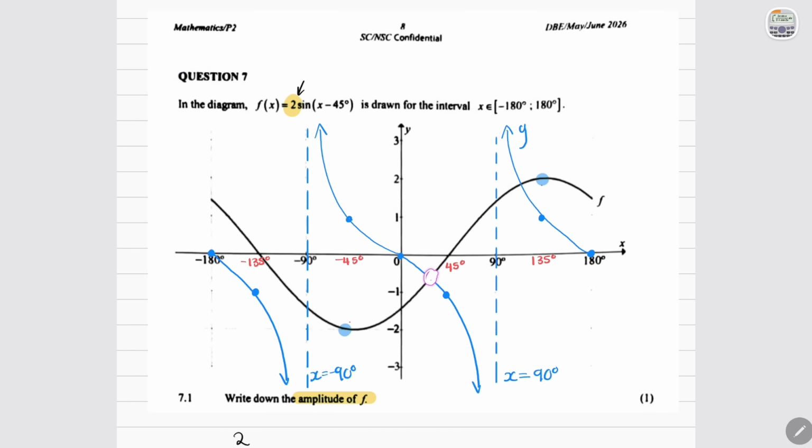Both of them intersect here. And they intersect here. Okay, any other points of intersection? Doesn't seem like we have any other. So those are the solutions we would have.